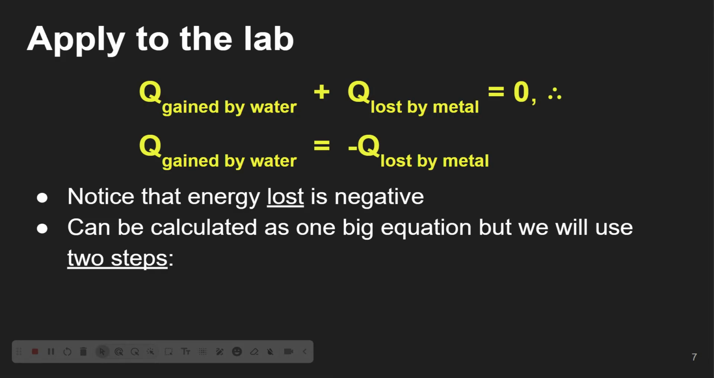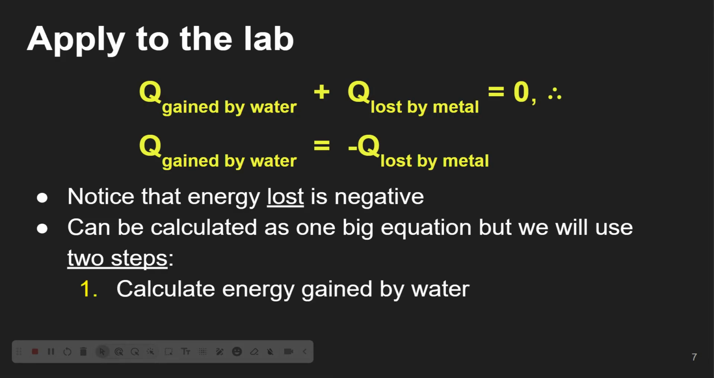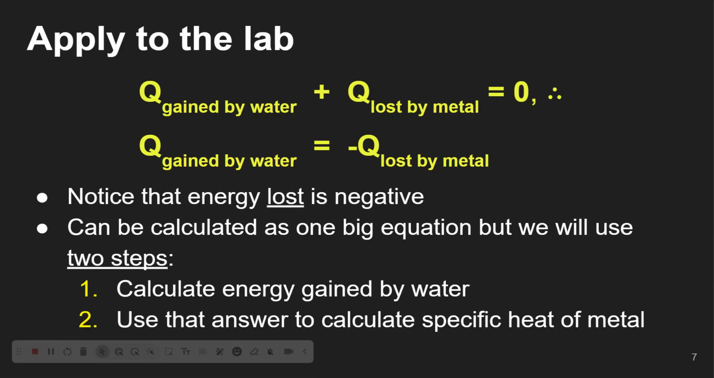So we're going to calculate this as, instead of one big equation, two simple steps. The first step is to calculate the energy gained by the water in the calorimeter, in the cup. We will then use that answer, which will be a Q value, in order to calculate the specific heat of the metal that we don't know. So we'll first solve for Q of our water, and then we will solve for C of the metal.